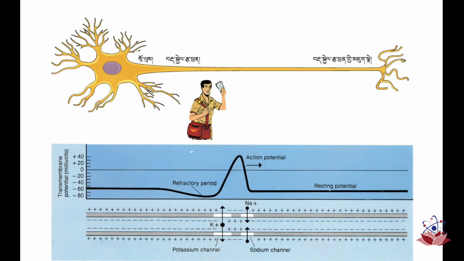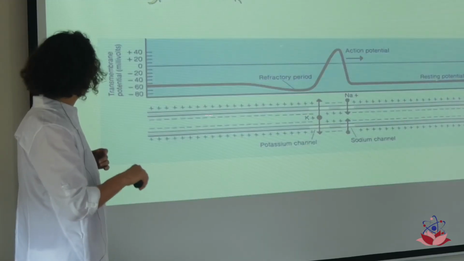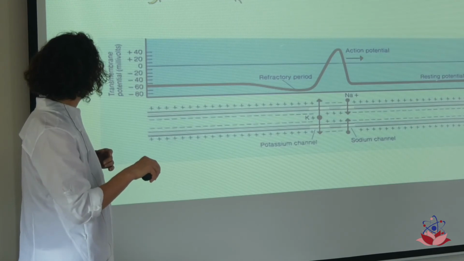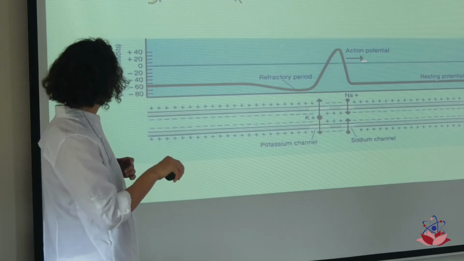So here's another representation of the action potential. And here you can see sort of a spatial representation. So this is the representation of the membrane, and the action potential moves down the membrane.